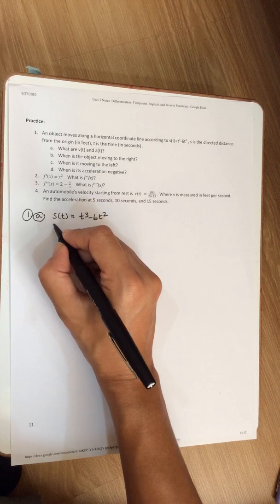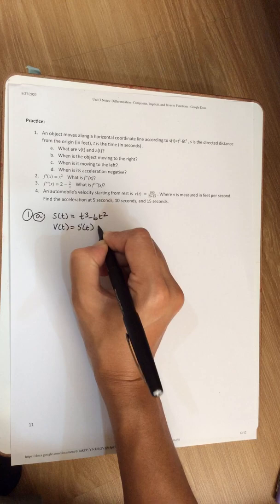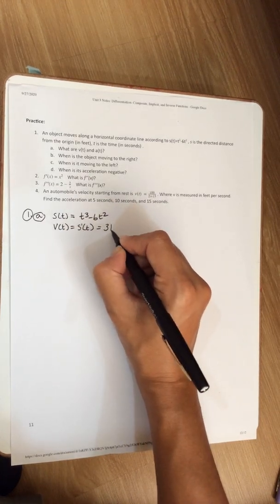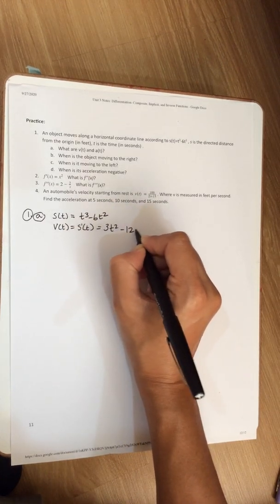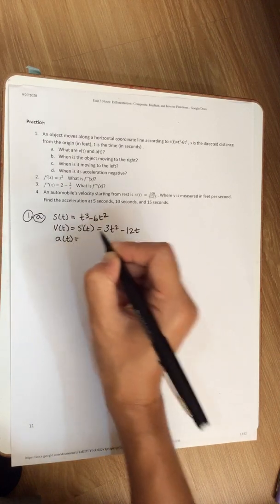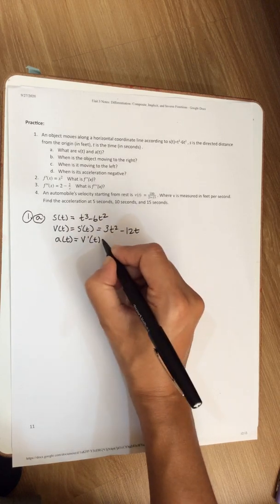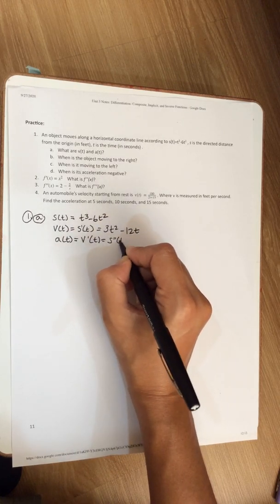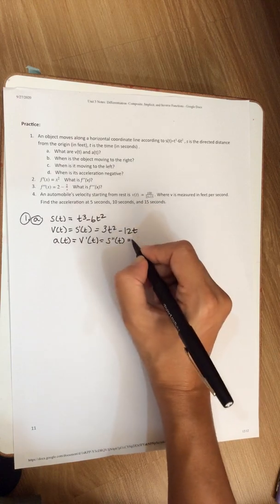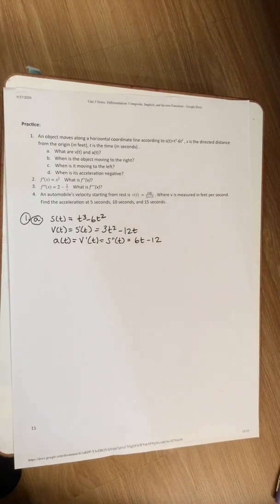So the velocity function is just the first derivative. What is that going to be? 3t squared minus 12t. Okay, and the acceleration function is just going to be the derivative of the velocity function, which would mean it's the second derivative of the position function, would be what? 6t minus 12. Okay, so we did A.